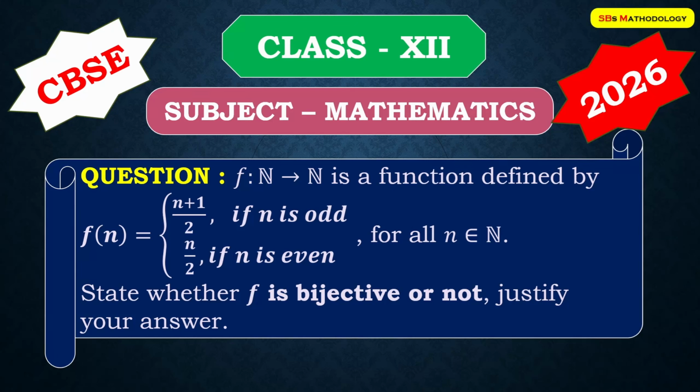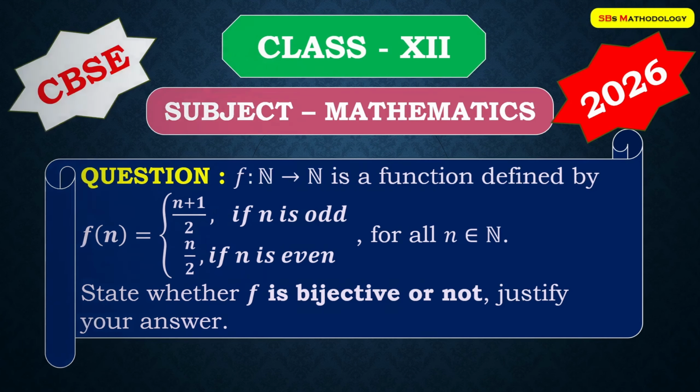Hello dear students, today we are going to discuss one more important question for your next board examination or normal year conceptual growth. The question says that f is a function from natural numbers to natural numbers, defined by (n+1)/2 when n is an odd number and n/2 when n is an even number, and that is defined for all natural numbers.